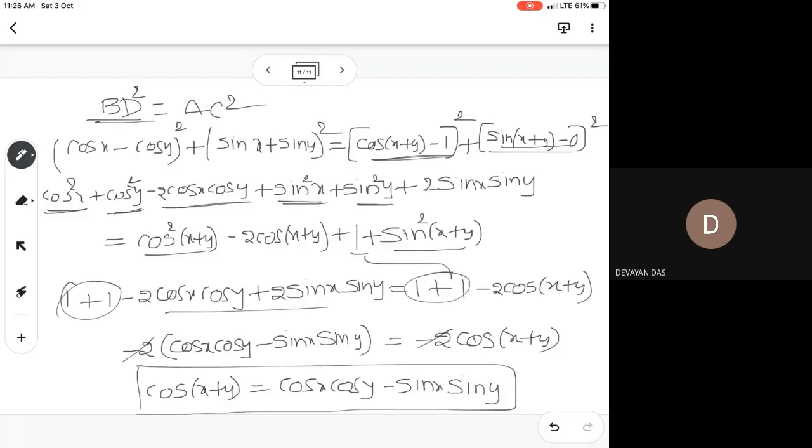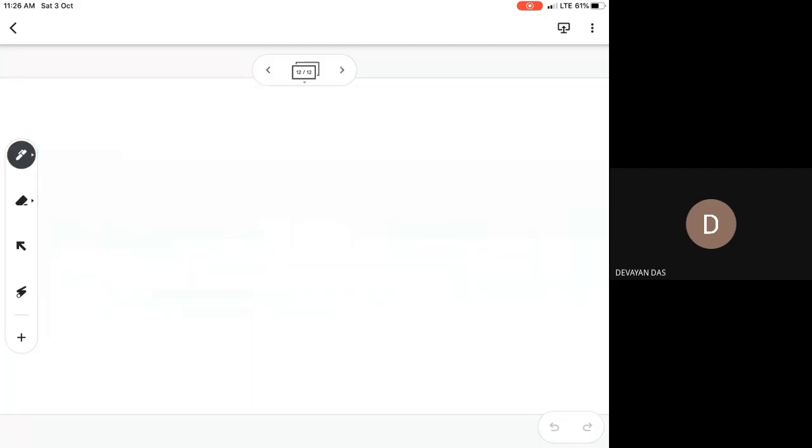Cos x plus y is equals to cos x cos y minus sin x sin y. This is the first formula you can consider. And in the same way, whenever you take into consideration cos x minus y, the first one is cos x plus y is equals to cos x cos y minus sin x sin y.